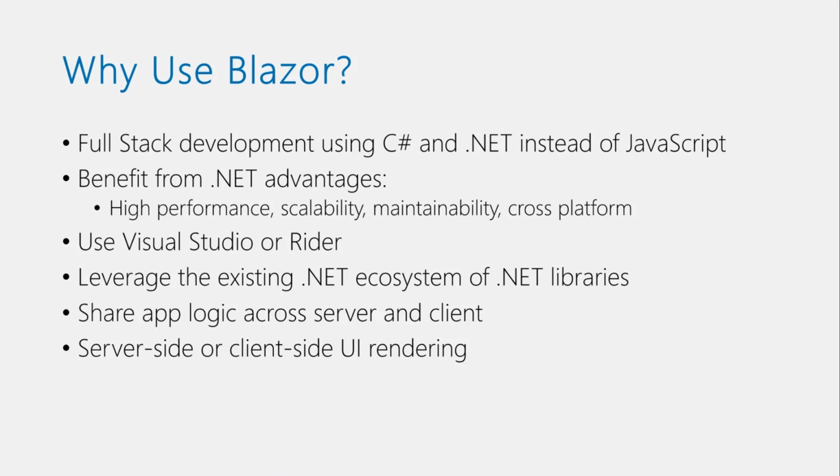And the nice thing is they give you two user interface rendering options. One is the server side, which is called Blazor Server. And that's what you're used to with traditional MVC and web forms. The server goes ahead and renders the HTML and passes that on to the web browser. And then there's now a client-side rendering UI, which is called Blazor WebAssembly.